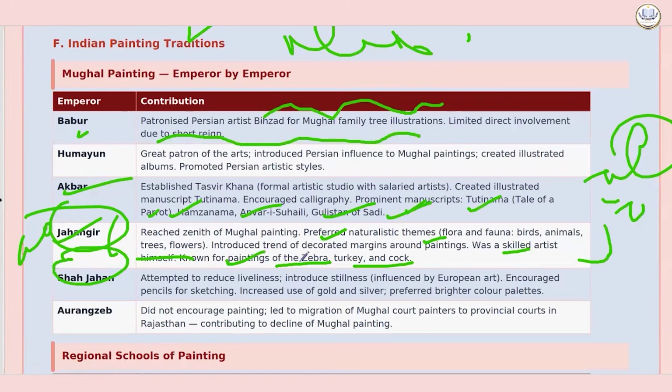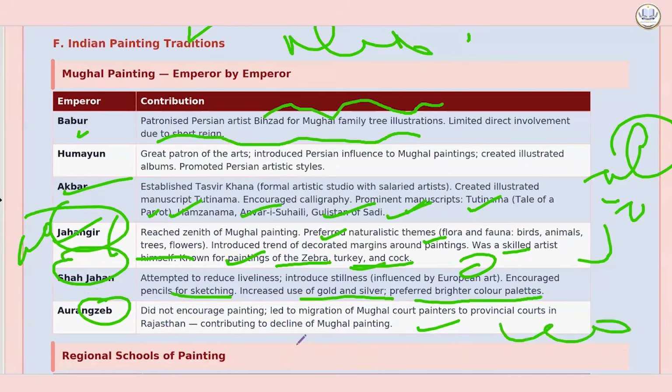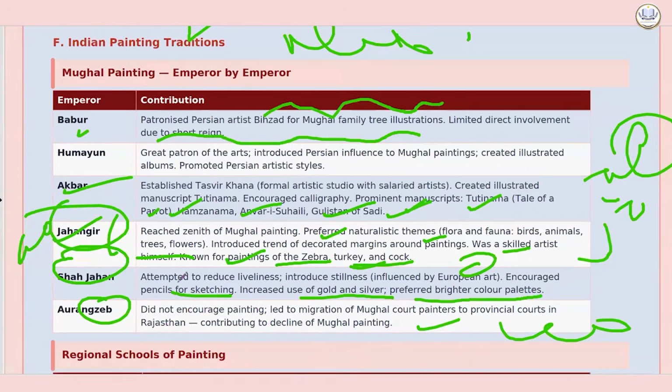Shah Jahan attempted to reduce liveliness and introduce stillness, influenced by European art, encouraged pencils for sketching, and increased use of gold and silver, preferring brighter colored palettes. Aurangzeb did not encourage painting or any other art, to be precise, which led to the migration of Mughal court painters to provincial courts in Rajasthan, contributing to the decline of Mughal painting.